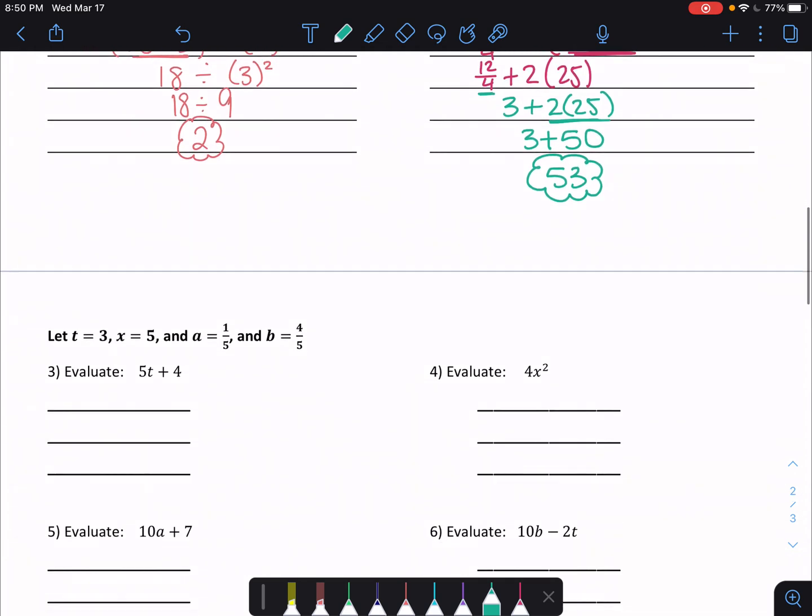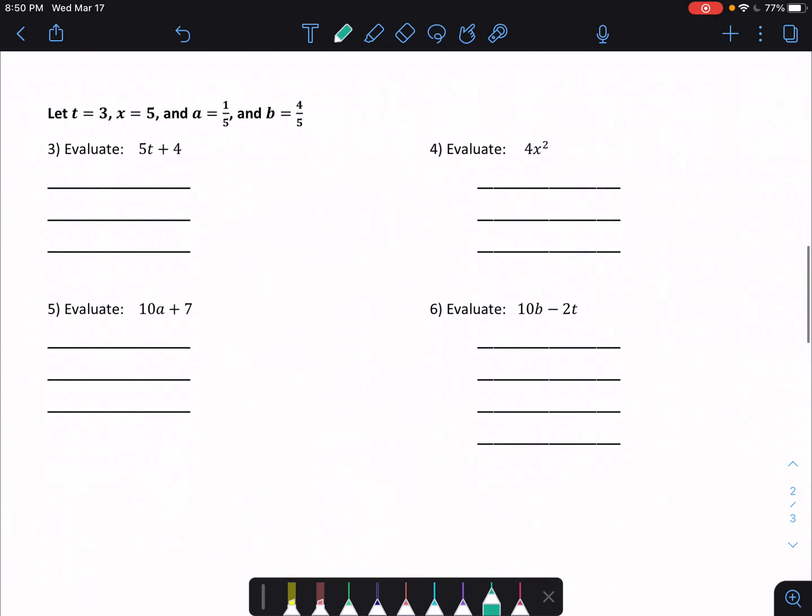Okay, on to the back side. I've just got a few more examples back here. So in this one, I give you multiple variables to use with the various expressions on the back. So for number 3, it says evaluate 5t plus 4. Well, I know that t equals 3. So I'm going to have 5 times 3 plus 4. I'm going to multiply first. 15 plus 4 is 19.